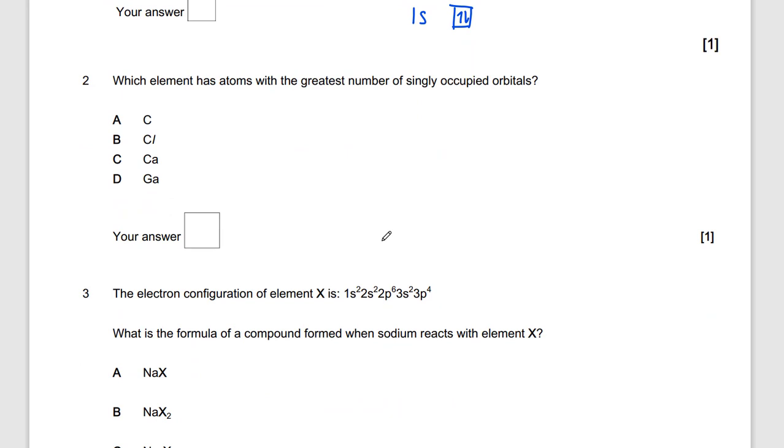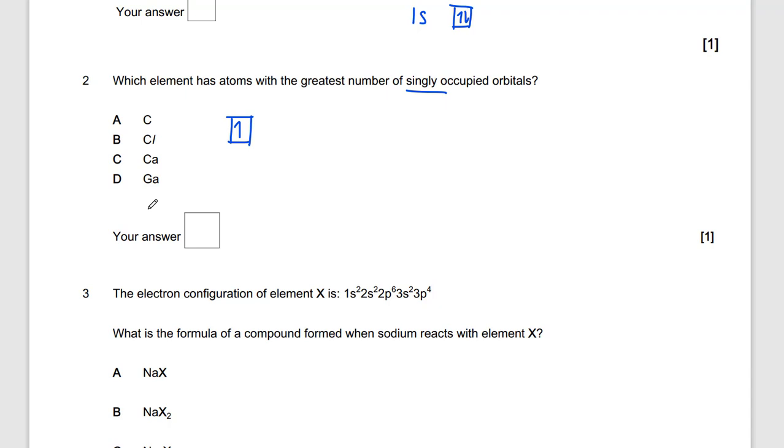Now, moving on then, a very, very similar question. Which element has atoms with the greatest number of singly occupied orbitals? Now, that's a very important key word there. So a singly occupied orbital looks like that. A single electron within the orbital. Now, again, you've got 4 options here.